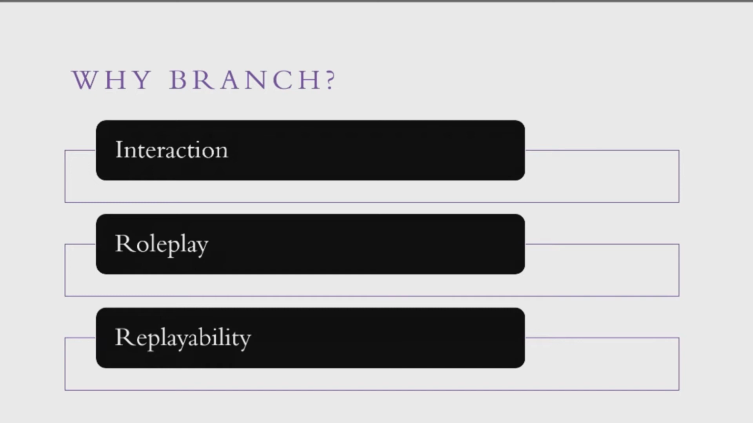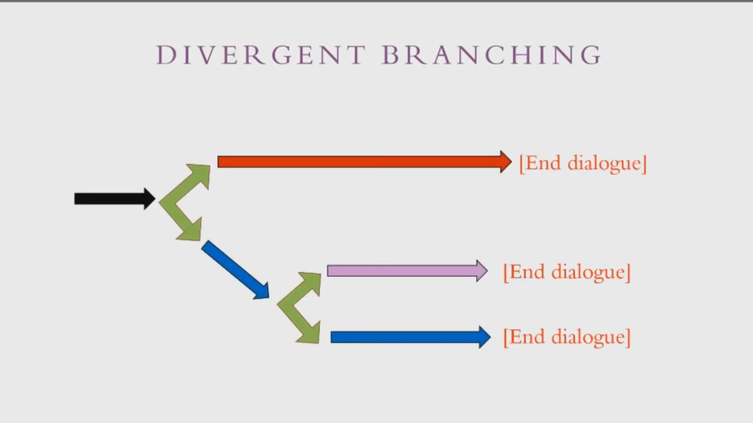So what types of branching are there? Well, lots, but we're going to cover three. Divergent branching is when everything goes in different directions. First, if you follow the black line here, you hit your green branch there, and you can go to the red line, or you can go to the blue line. Then if you're along the blue line, you can branch again and be either continuing along the blue line or the pink line.